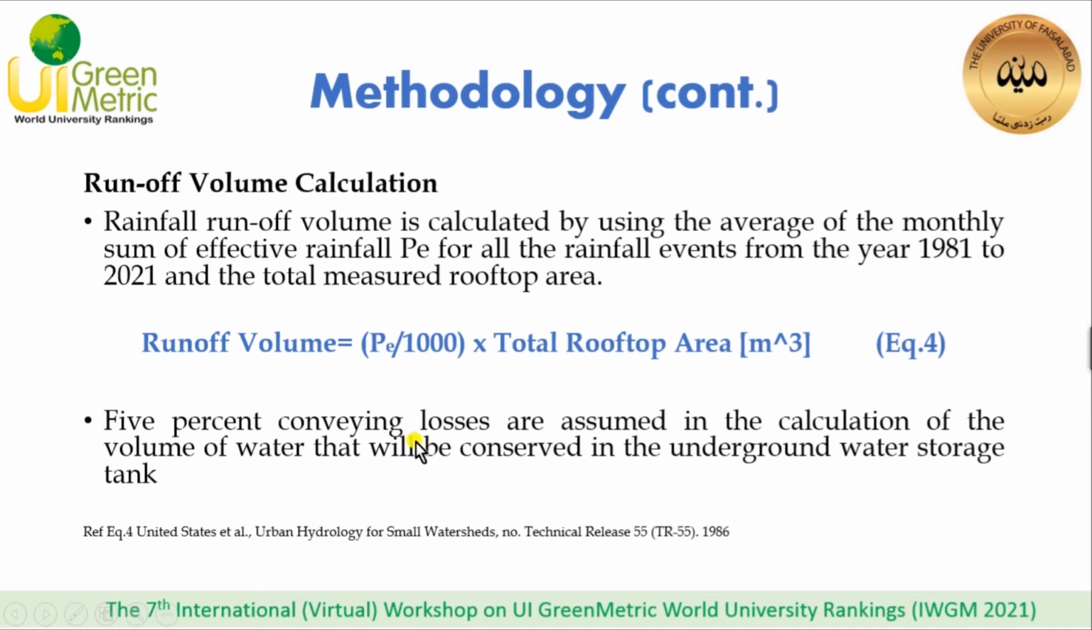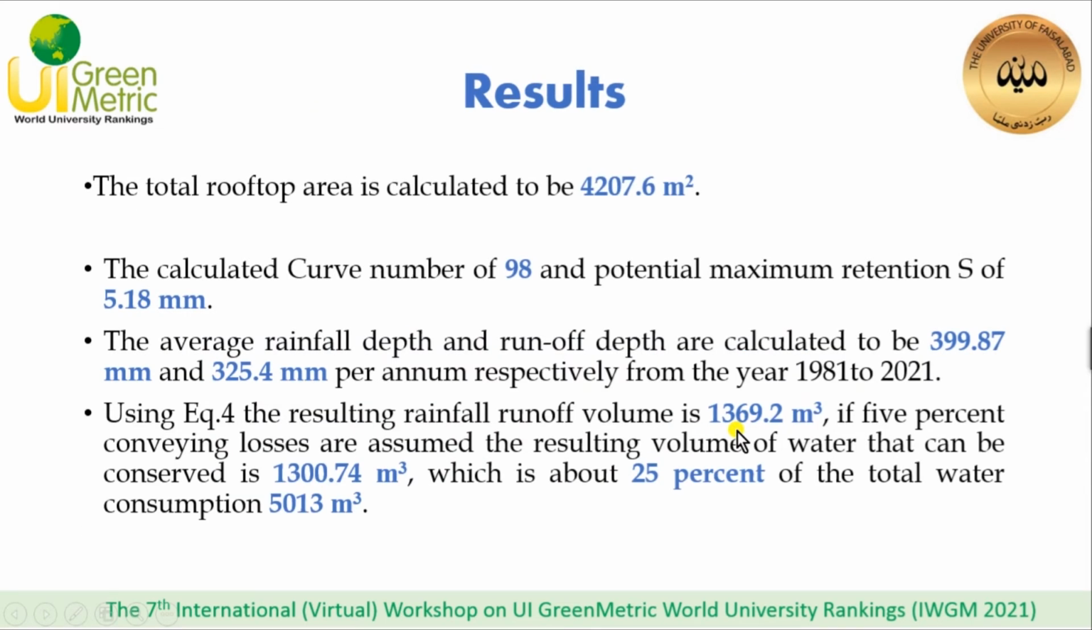So the results are: the total calculated rooftop area is 4207.6 square meters, the calculated curve number is 98, and the potential maximum retention is 5.18 millimeters. The average rainfall depth from 1981 to 2021 is 399.87 millimeters, and the runoff depth is 325.4 millimeters per annum. The rainfall runoff volume is calculated as 1369.2 cubic meters, and if we deduct 5% conveying losses, it becomes 1300.74 cubic meters, which is 25% of the total water consumption of the campus.